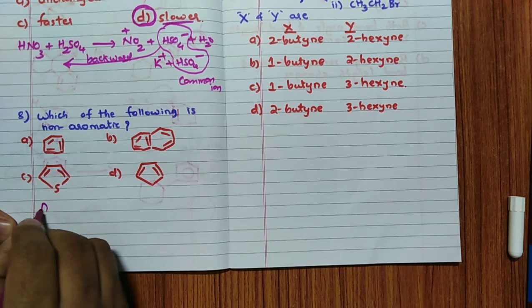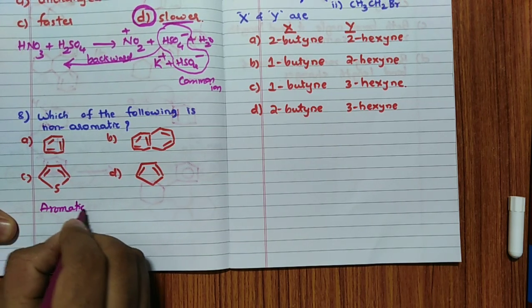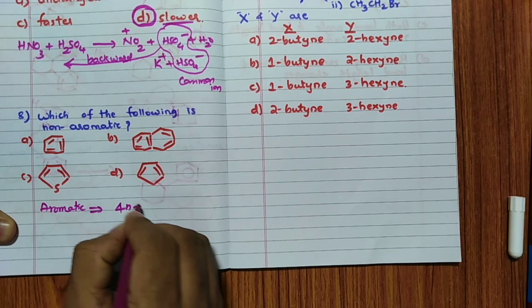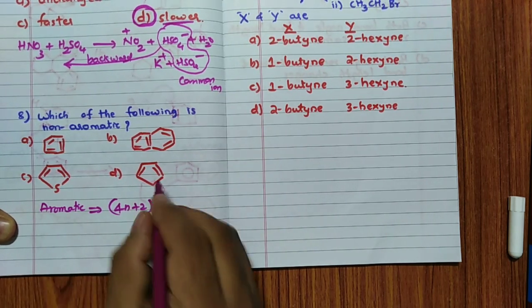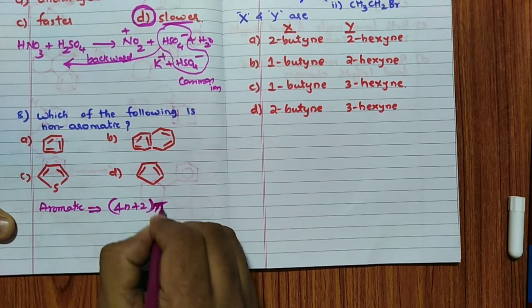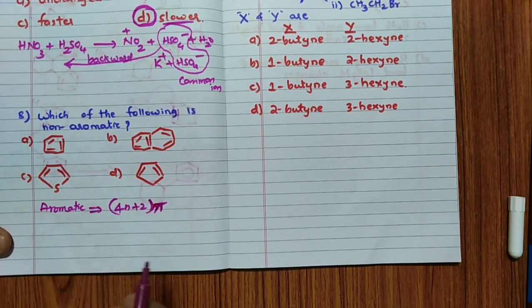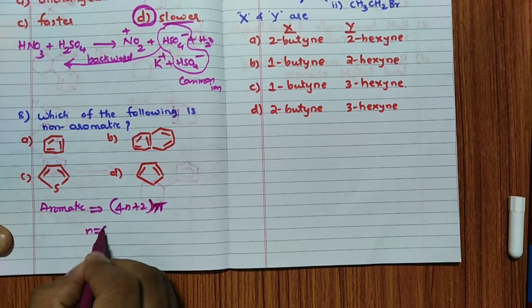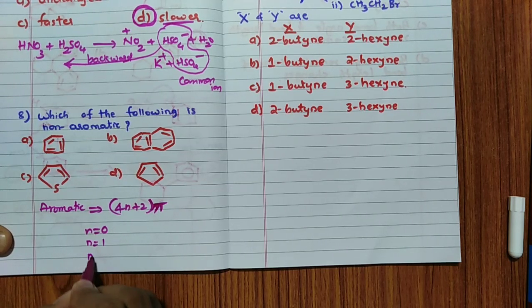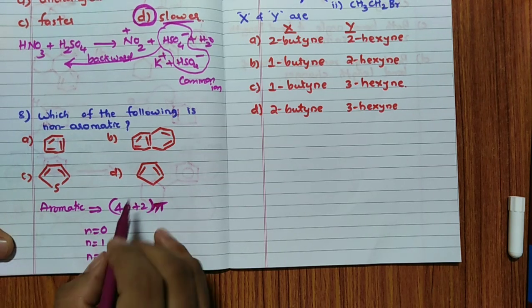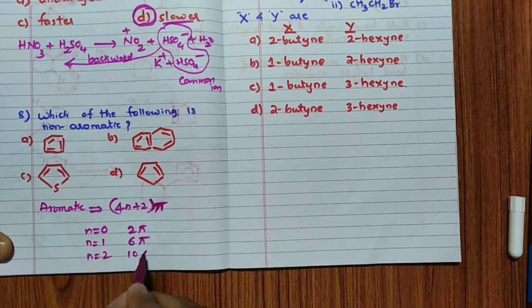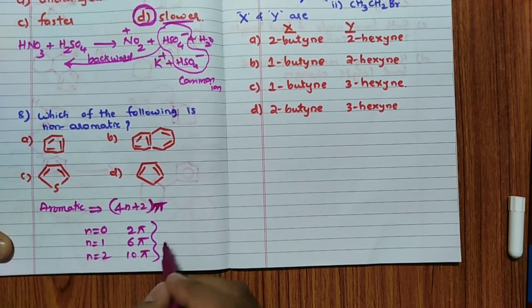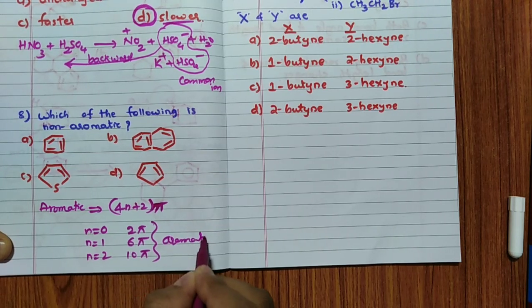So aromatic means what? Aromatic compounds are those compounds which have 4n plus 2 pi electrons, according to Huckel's rule. Now n is equal to what? n is equal to 0, 1, 2, like that. When n is equal to 0 you get 2 pi electrons, either 6 pi or 10 pi should be there. Then only these are aromatic.